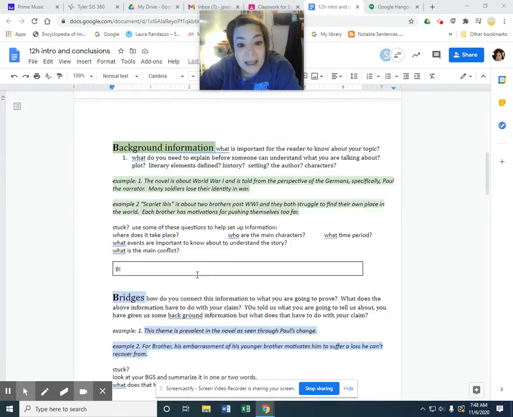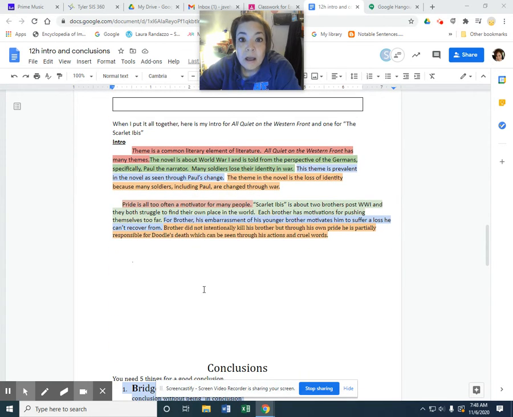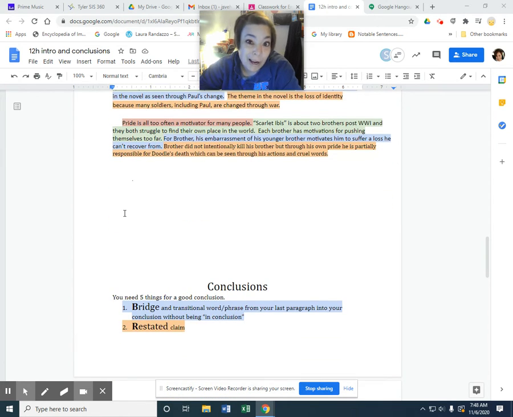Okay, so I have examples for you on here about a story or a novel you haven't read, and then I also have one about Scarlet Ibis. Okay, so I have, Pride is all too often a motivator for many people. Okay, so you know I'm going to be talking about pride. Okay, what's some background information you need to know? Scarlet Ibis, so I've introduced what story I'm going to talk about, is about 2 brothers post World War One, and they both struggle to find their own place in the world. Each brother has motivation for pushing themselves too far. I'm going to talk about brothers and pushing too far.